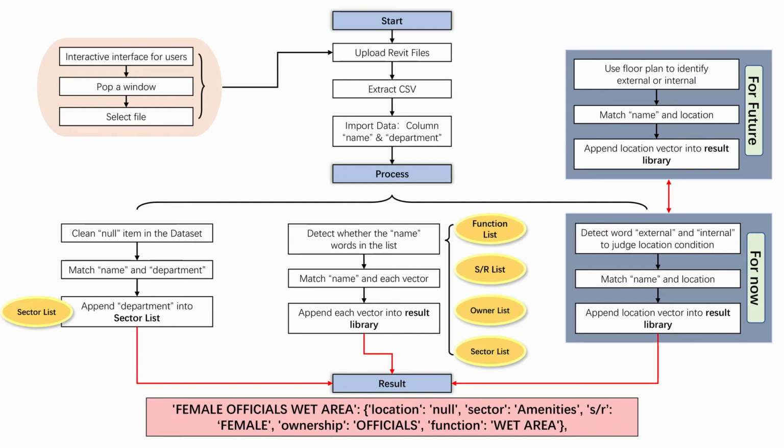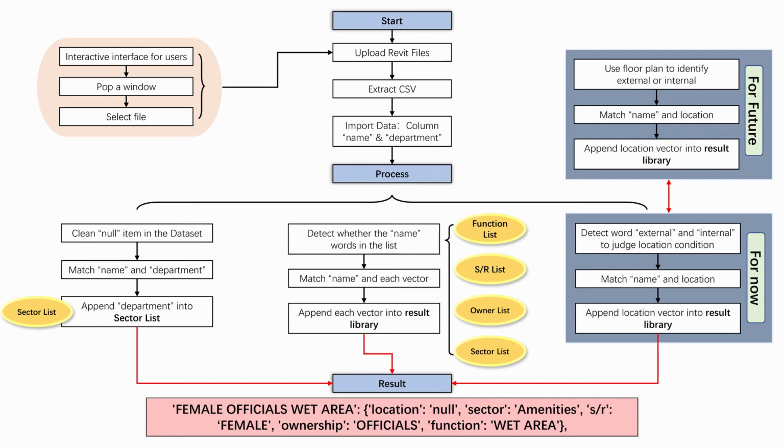For location information, for now it just detects the words external, internal, and shortcuts of them to judge the location condition. However, it is too limited. I'm now trying to use the floor plan to identify whether each room is external or internal, but it is way too complicated, though it is possible to do. I will talk to Andrew later to check whether the location information is important enough to do work like this.